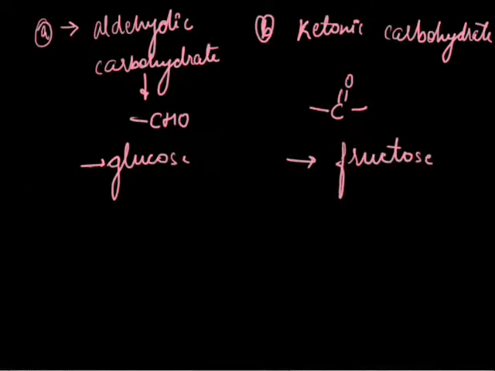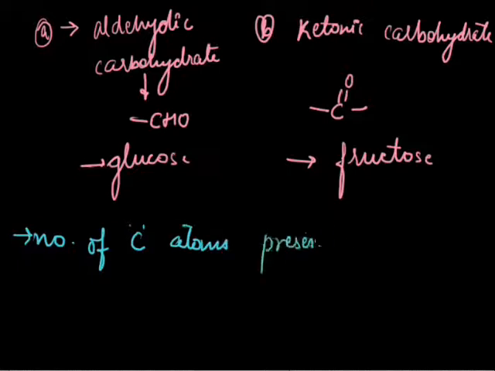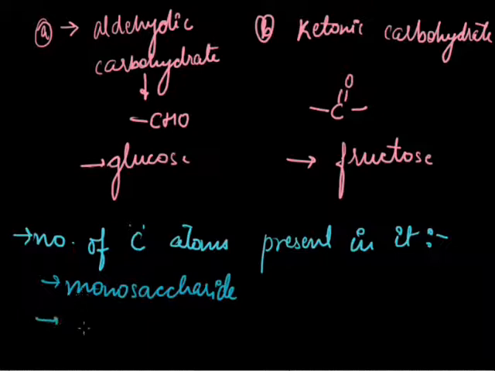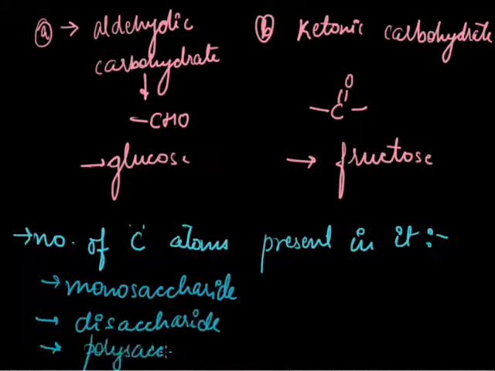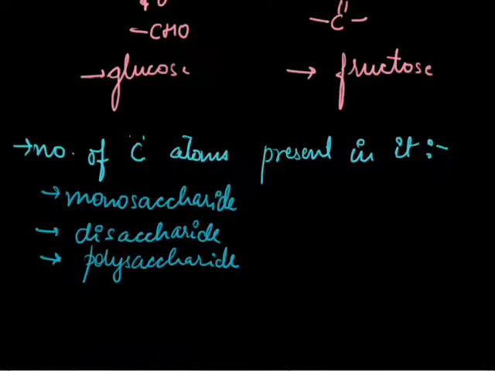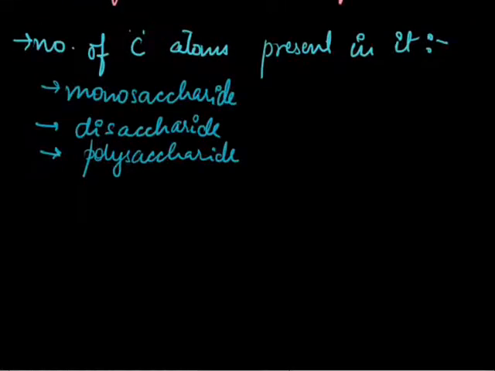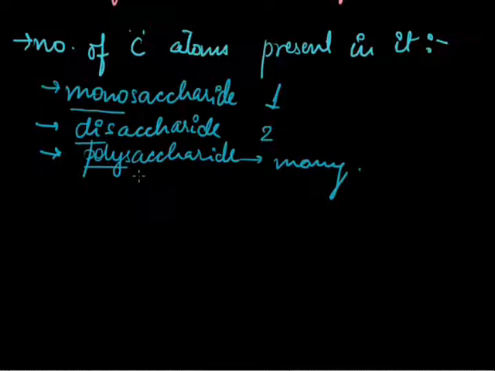Moving on to the further classification of carbohydrates, depending upon the number of carbon atoms present, they can be classified as monosaccharide, disaccharide and polysaccharide. Before proceeding, we should be clear with the terminology. Mono means one, di means two, poly means many. So in monosaccharide there is a single unit, whereas in disaccharide two units are present. Polysaccharide means many units combined together.